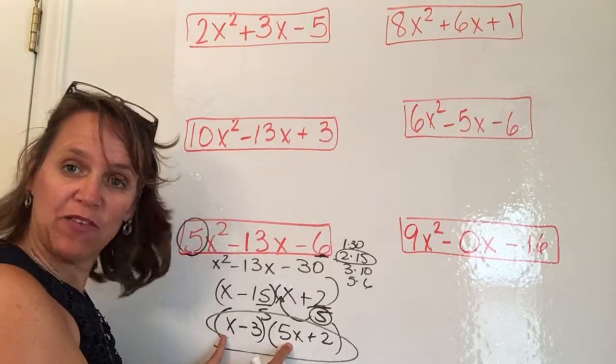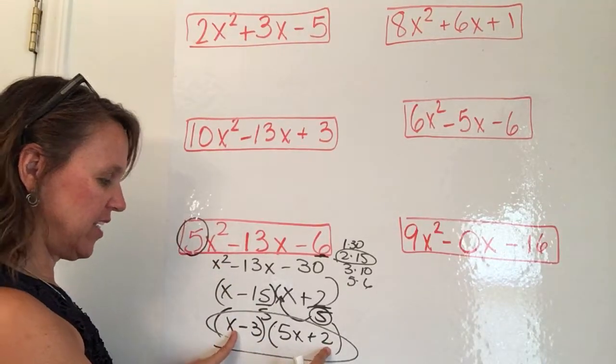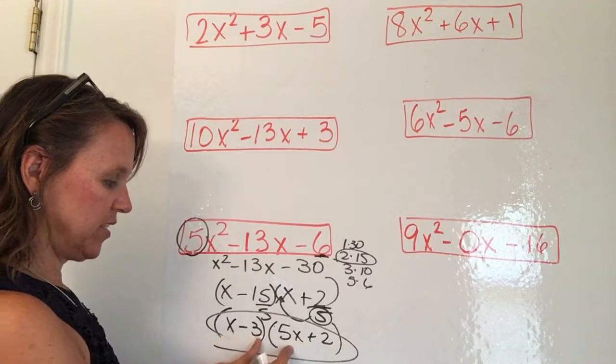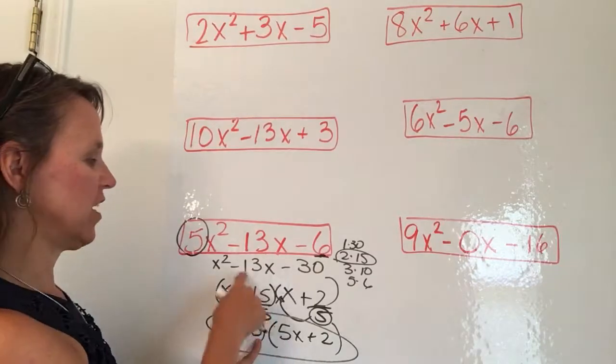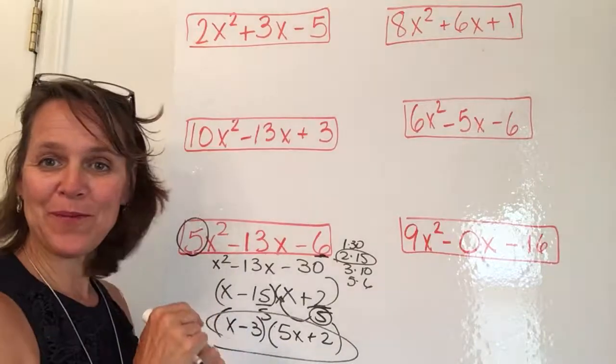If you multiplied it out, if you FOILed it, first times first gives you 5x squared. Outside times outside is positive 2x plus negative 15x on the inside. That gives you negative 13x. Last times last is negative 6. Okay, so there you go.